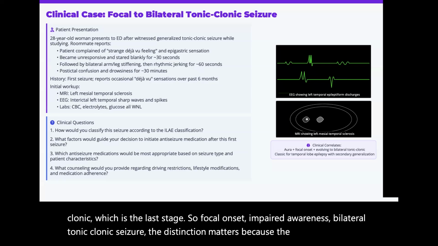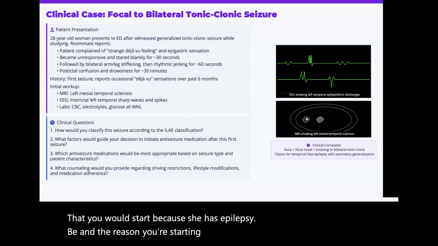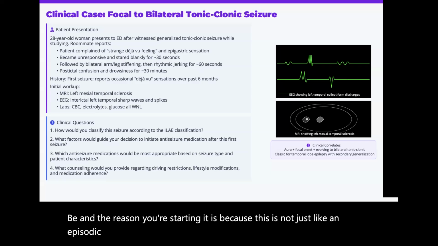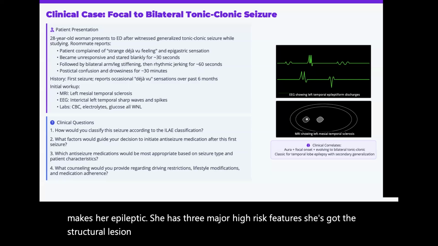So the medication that you would start, because she has epilepsy, and the reason you're starting it is because this is not just an episodic seizure disorder. She indeed has a structural brain defect, which makes her epileptic. She has three major high-risk features: the structural lesion, the abnormal EEG, and the clear focal semiology over months.